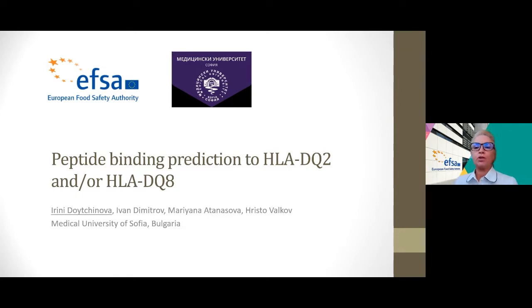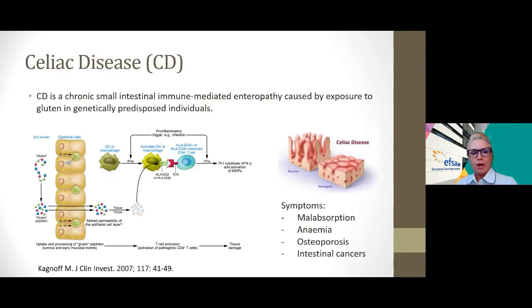My name is Irini Dujinova, and I'm going to talk about the theoretical background of the models we have developed for peptide binding prediction to HLA DQ2 and DQ8. These two alleles are strongly associated with susceptibility to celiac disease. Celiac disease is a chronic small intestinal immune-mediated enteropathy caused by exposure to gluten in genetically predisposed individuals.